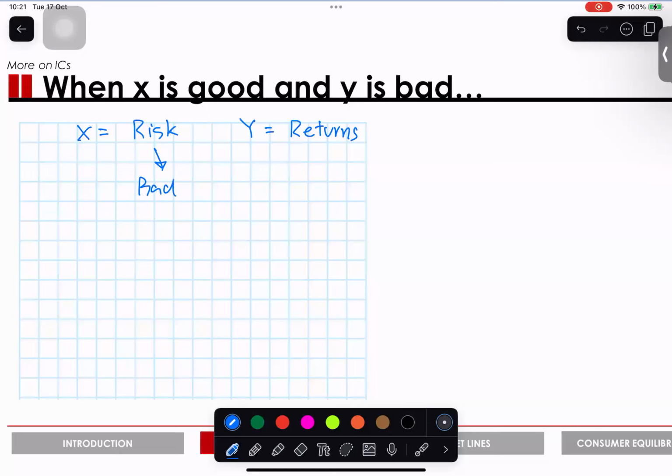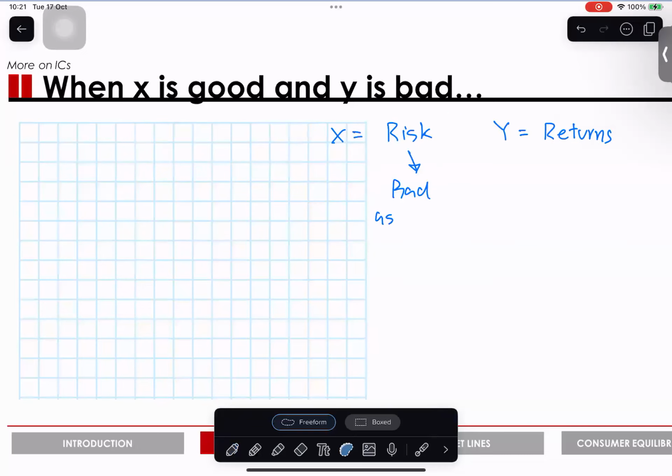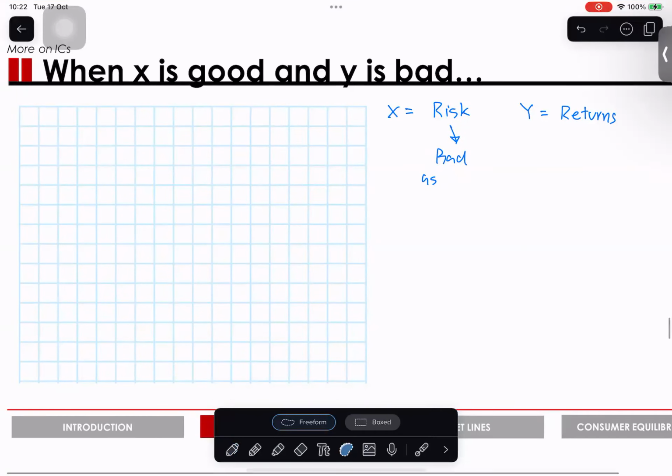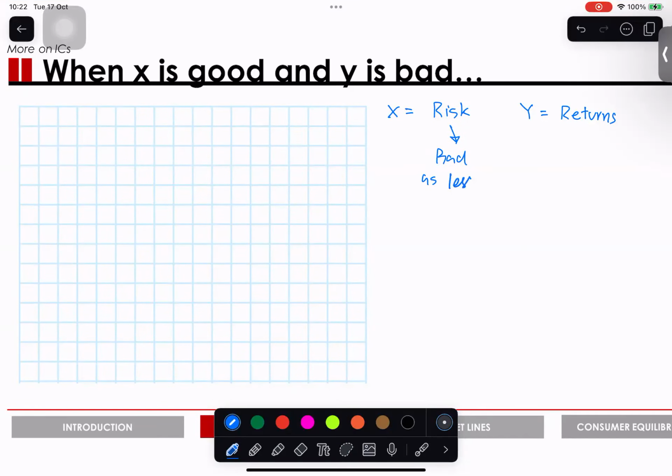Bad as, oh, I should not write here. Move as less risk is more preferred to high risk, yeah. Less is preferred to more, yeah. Everyone agrees with this.